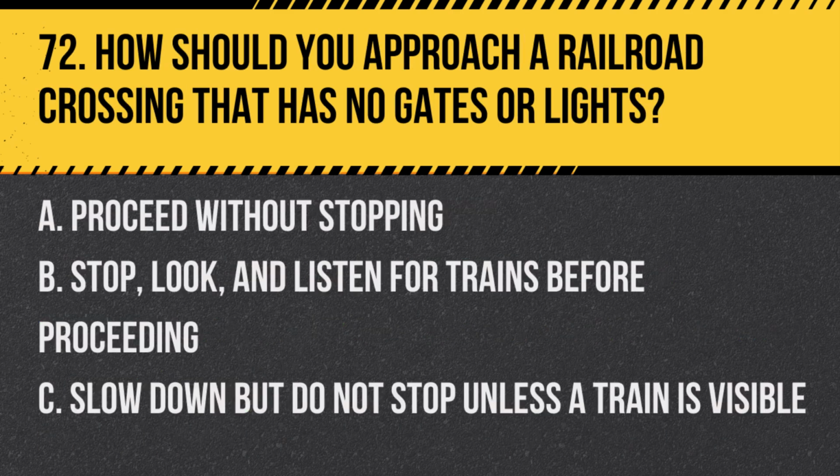Question 72. How should you approach a railroad crossing that has no gates or lights? A. Proceed without stopping. B. Stop, look, and listen for trains before proceeding. C. Slow down, but do not stop unless a train is visible. Answer: B. Stop, look, and listen for trains before proceeding. Caution is essential at these crossings as there are no automatic signals.